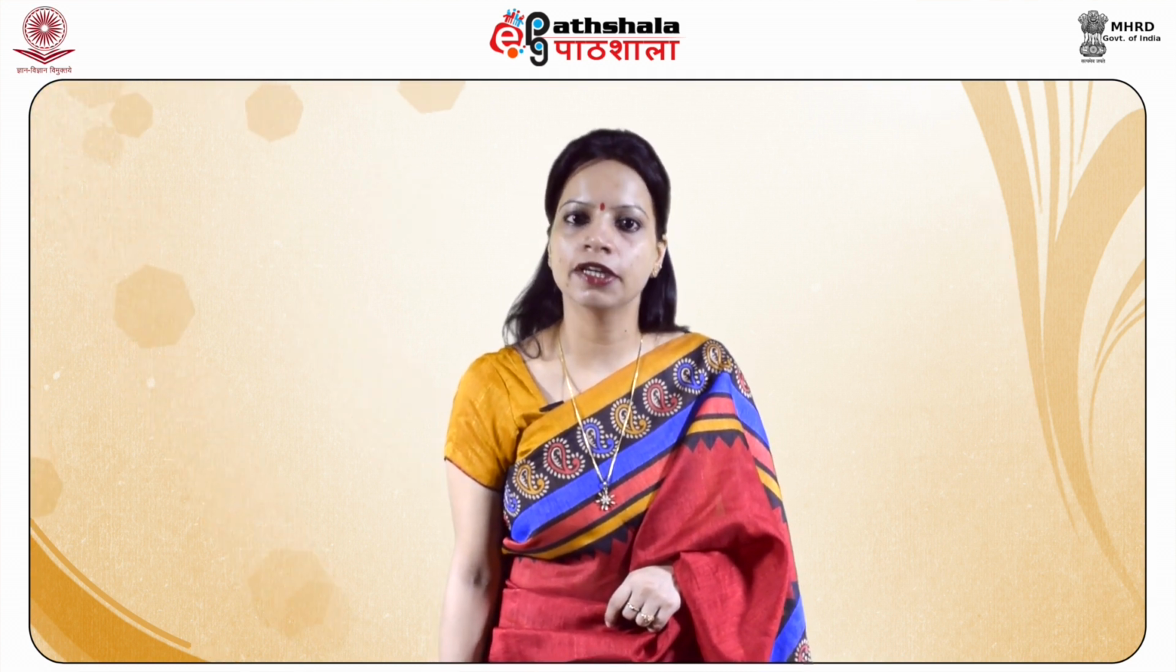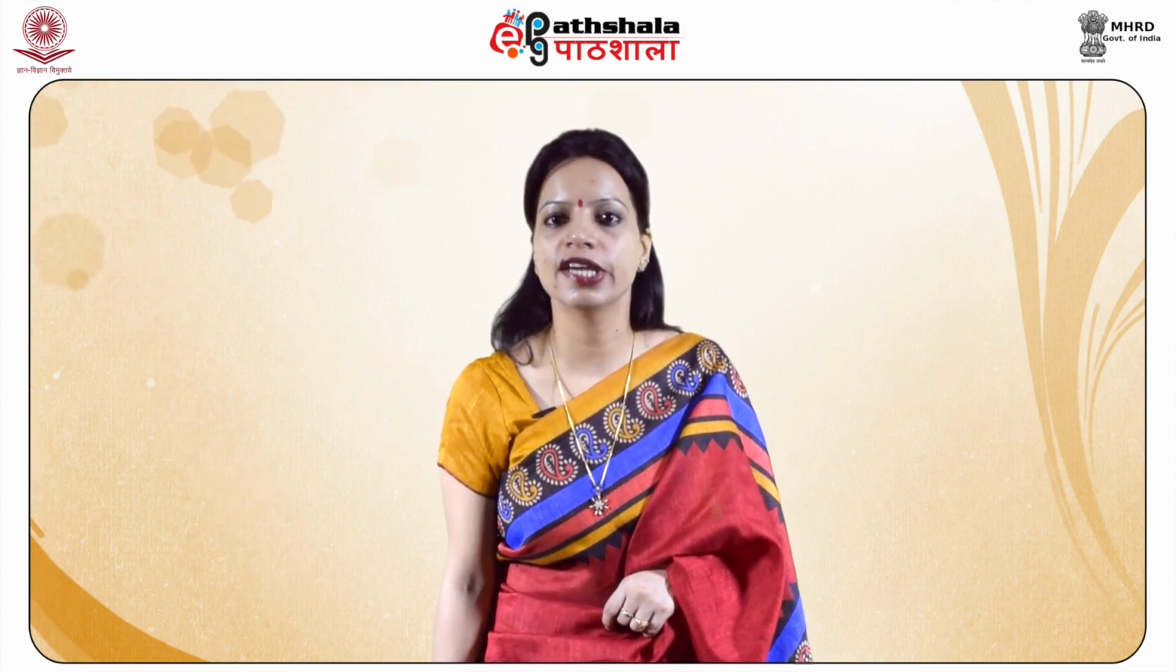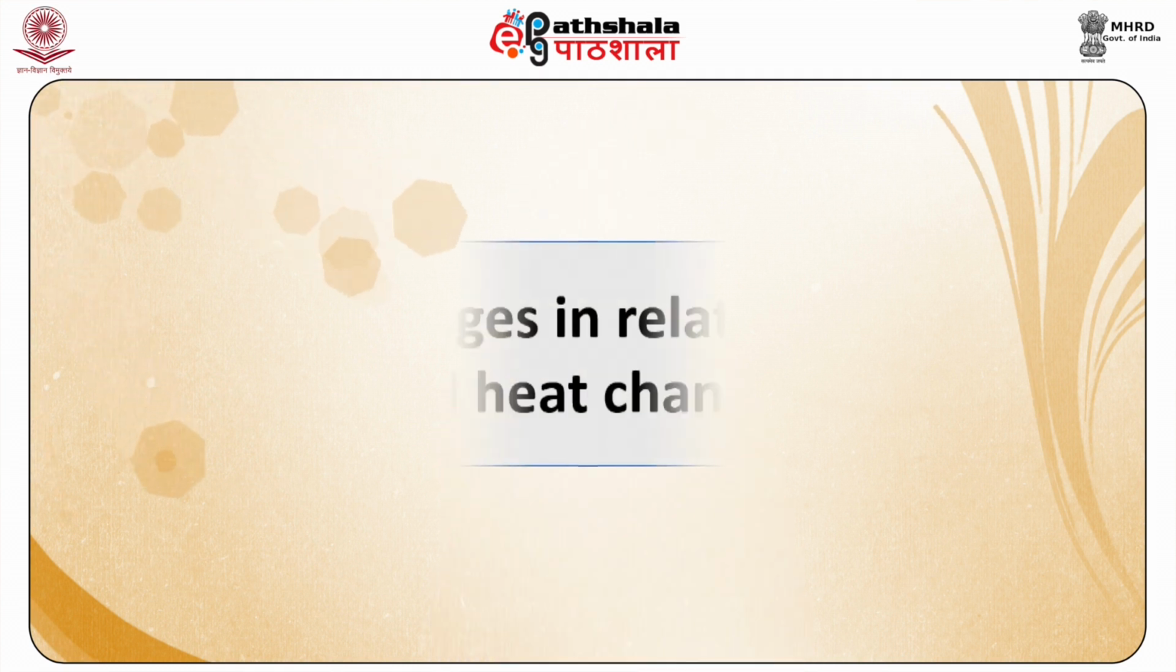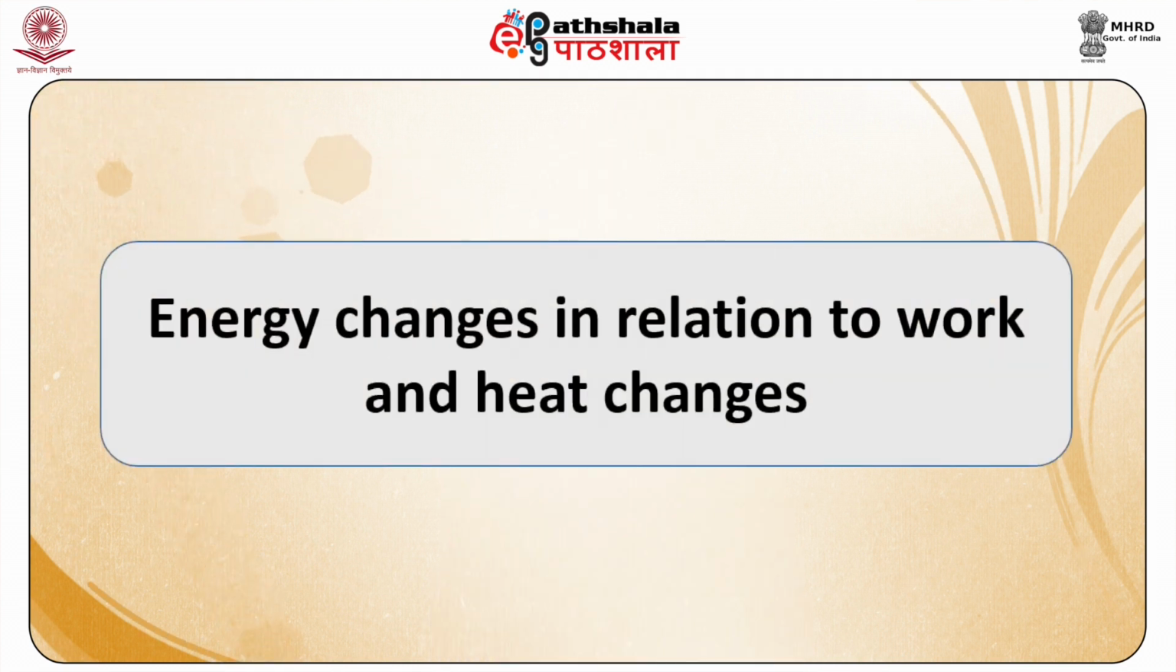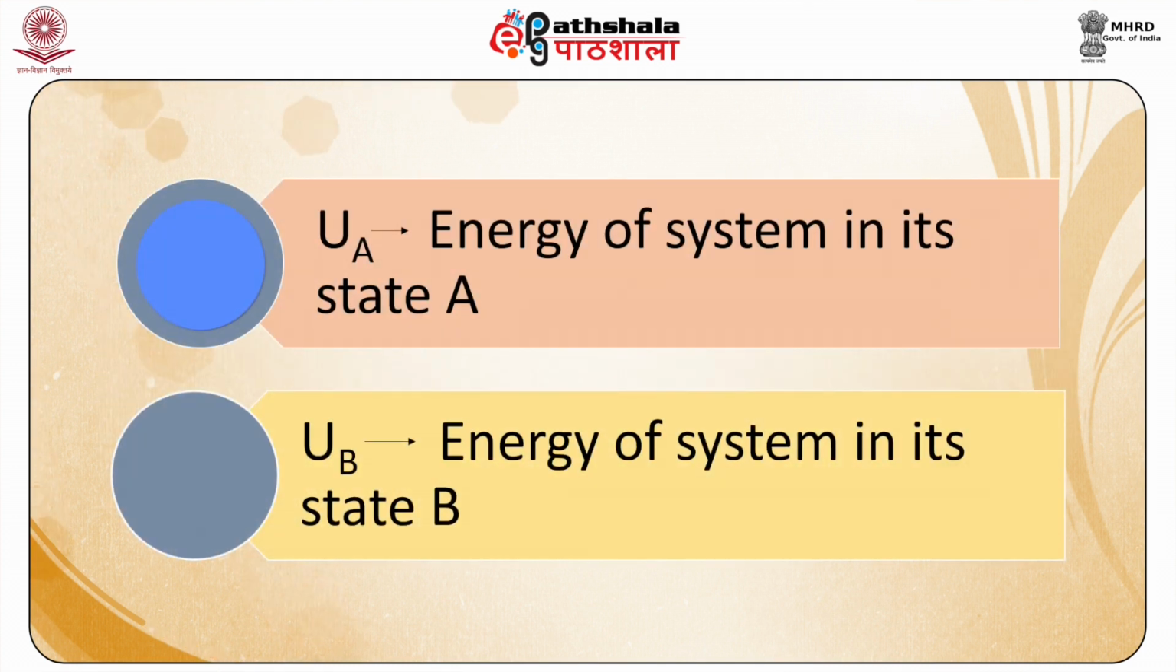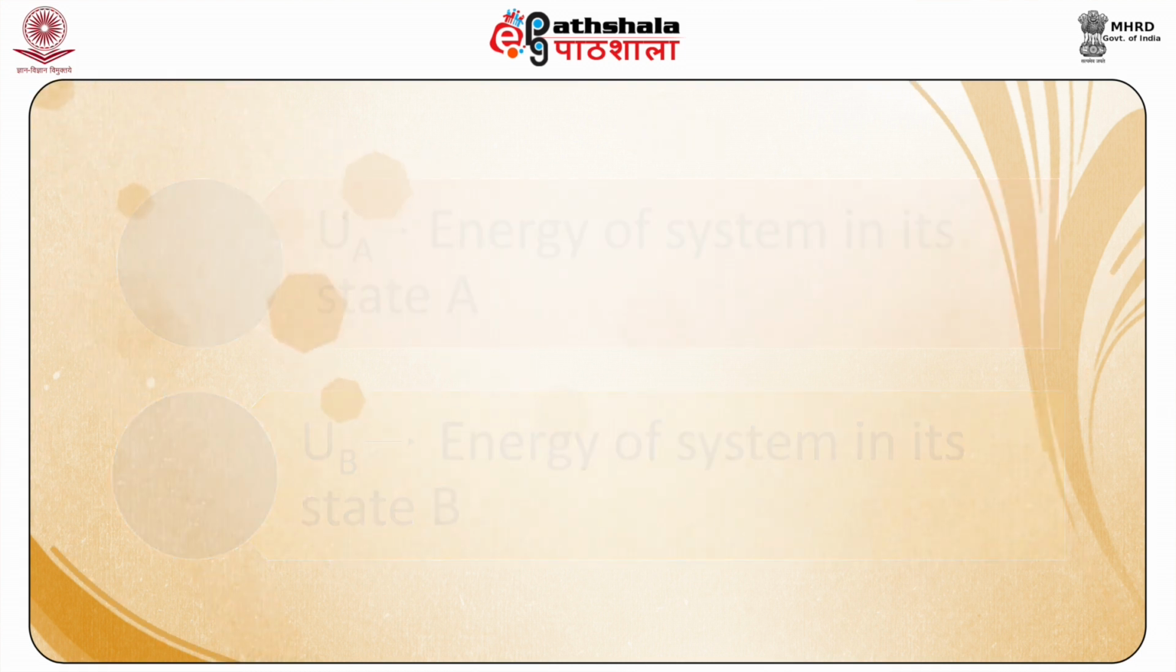and is independent of the path by which the change is brought about. Energy changes in relation to work and heat changes. UA is the energy of the system in its state A. UB is the energy of the system in its state B.